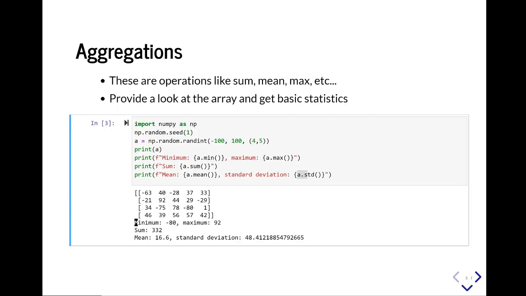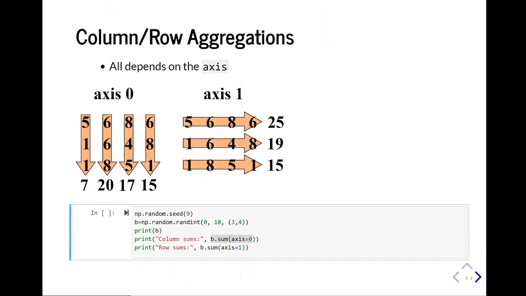So here we have the minimum value for the array is 80, the maximum value is 92, which is here. The sum of all the values is 332, the average is 16.6, and the standard deviation is 40.41. So now we have some basic understanding.